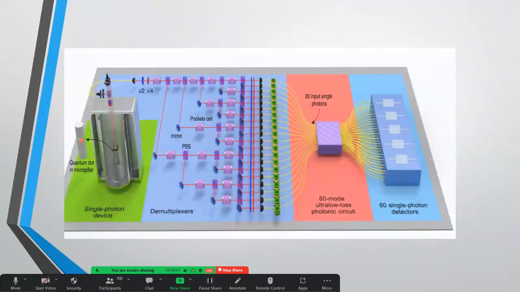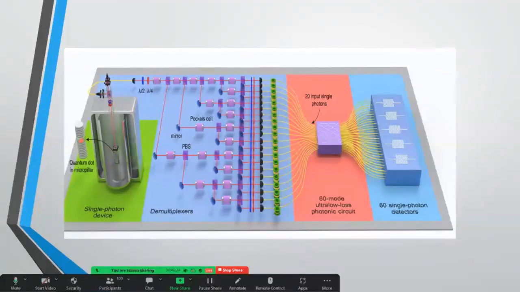Now, this is a picture of how Gaussian sampling is going to work. These are photon detectors. These are the ultra-low-loss photonic circuits, where around 20 input single photons come from here, are processed, and these photon detectors detect them. These are the Pockels cells. These are the mirrors, which reflect the light, or the photons, towards that direction.